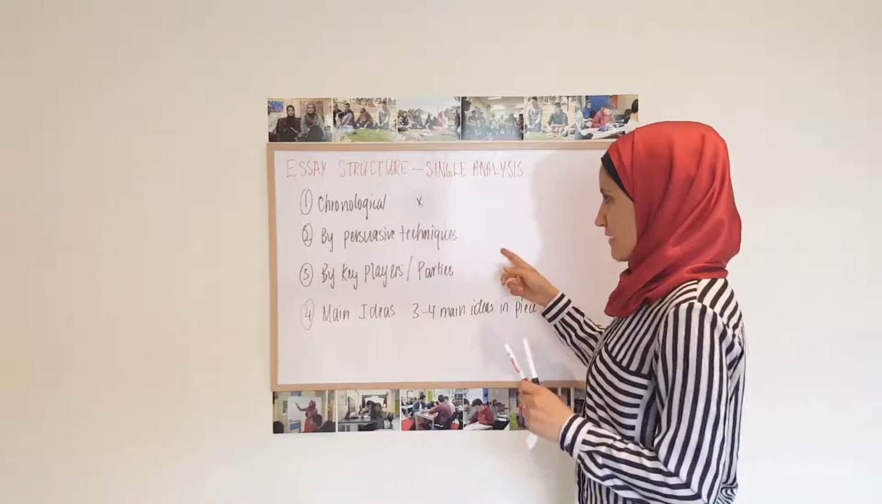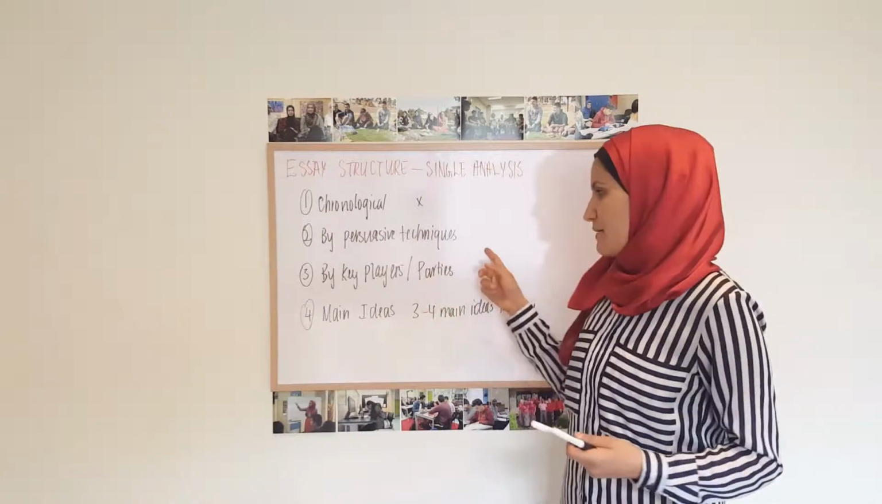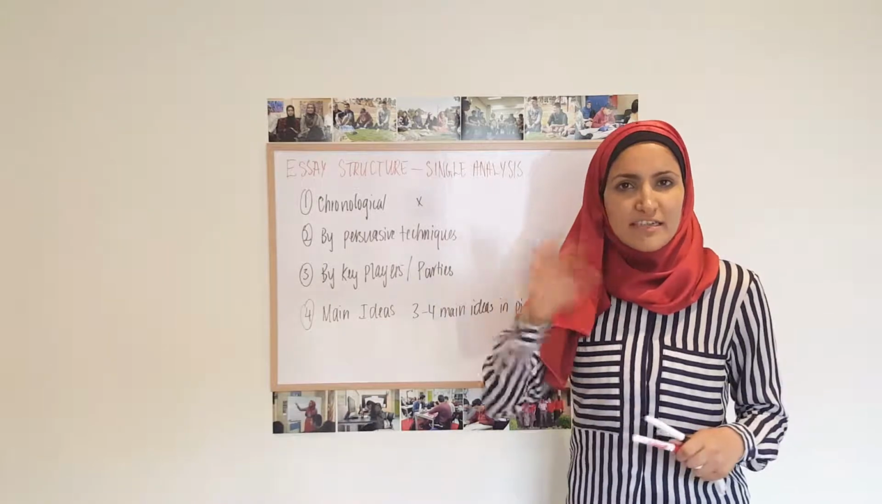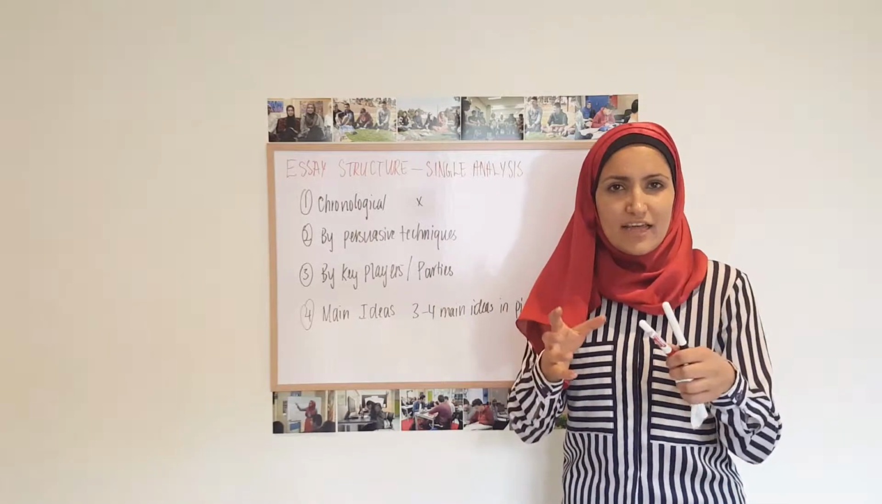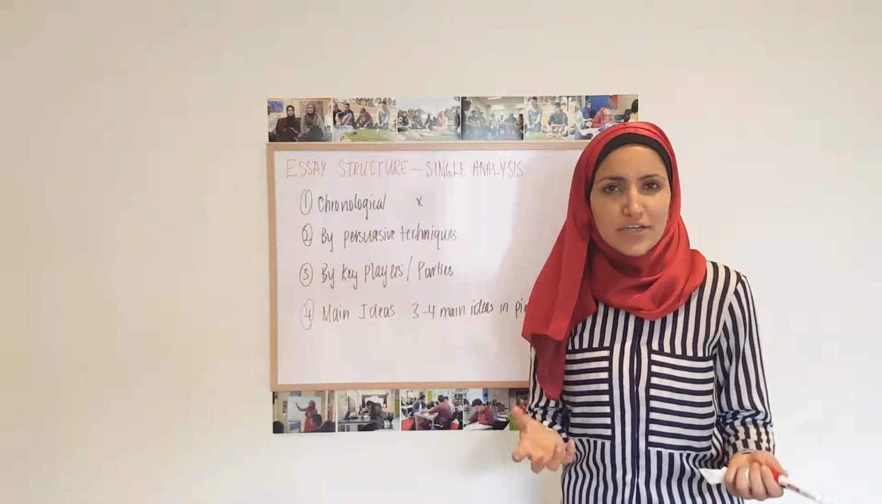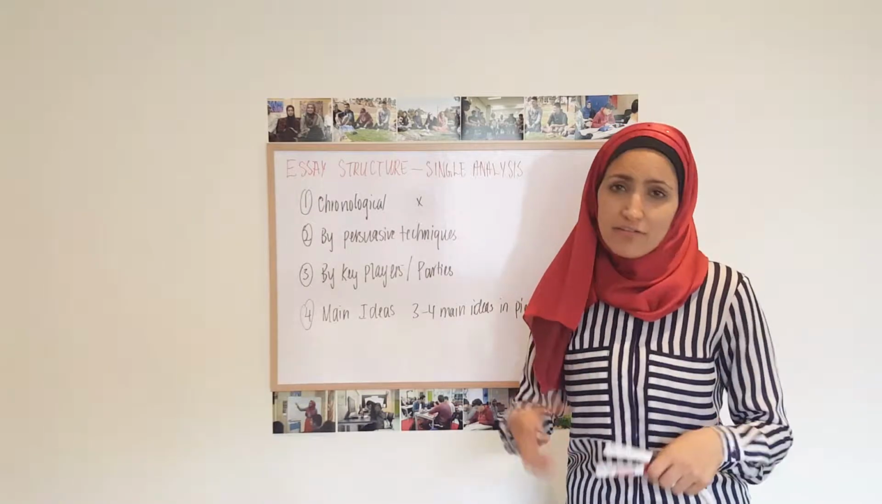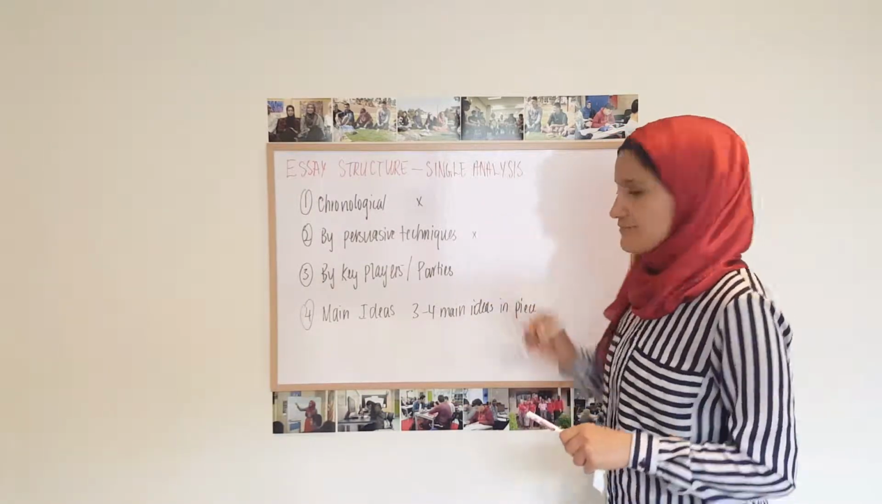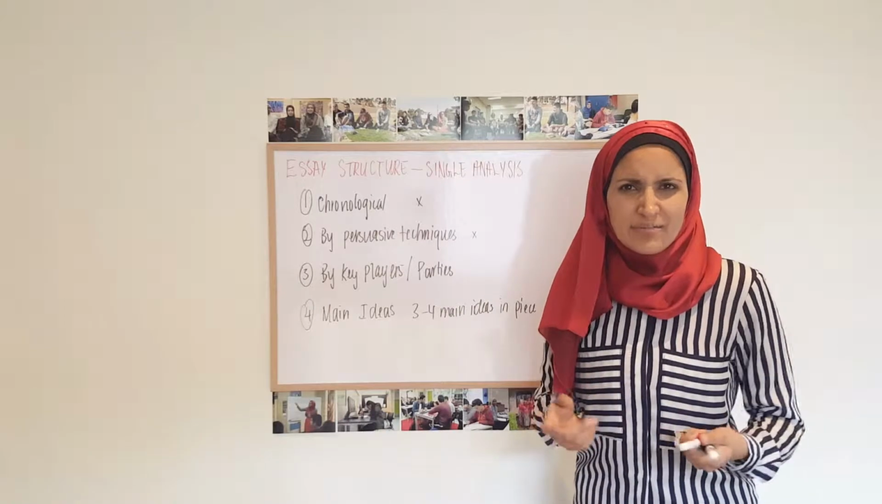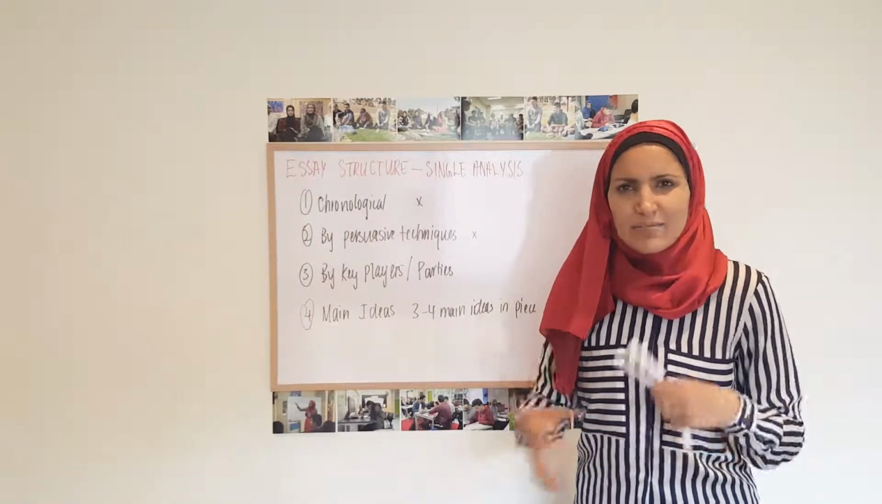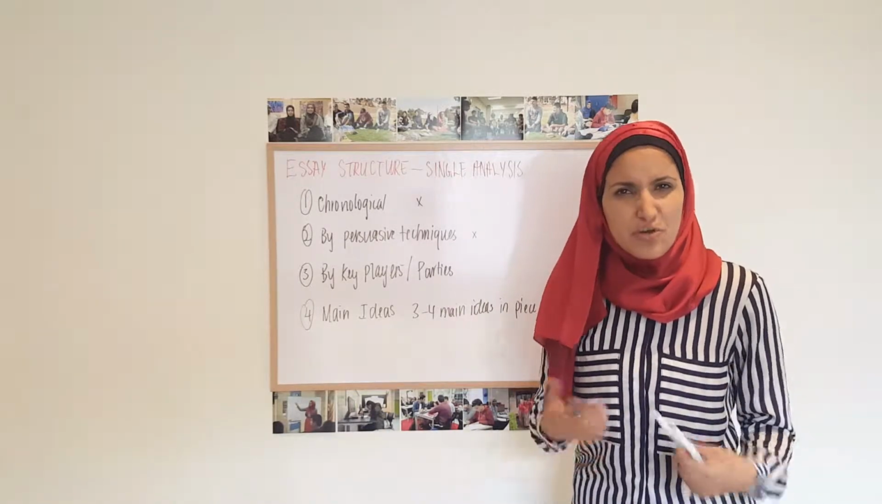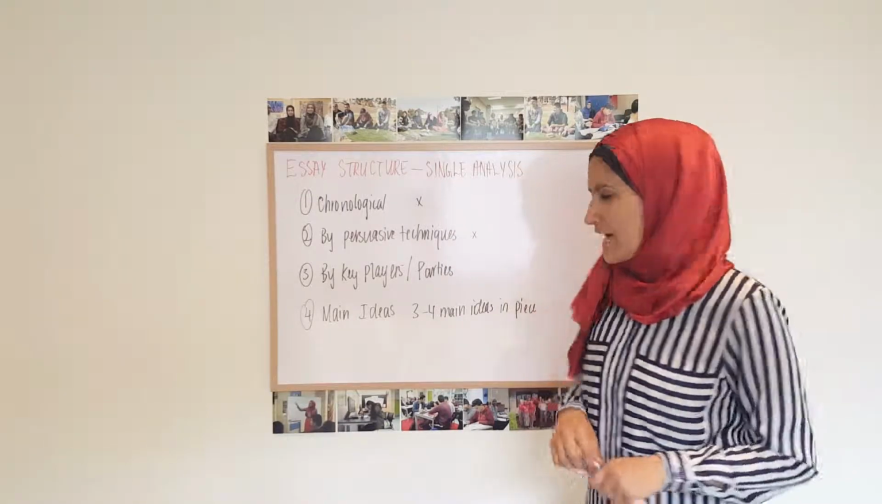The second way to structure your single analysis is by persuasive techniques. So find all the repetitions and analyse them in a single paragraph. Find all the inclusive language and analyse it in a single paragraph, and so on. Again, not ideal because you end up just repeating yourself, and it's very, very messy and it doesn't really show much creativity, so don't recommend it either.